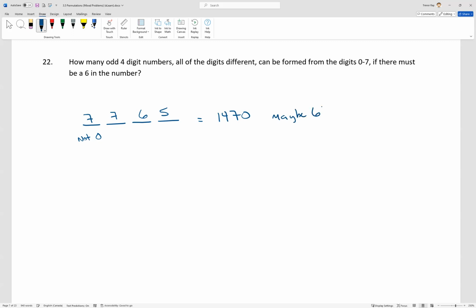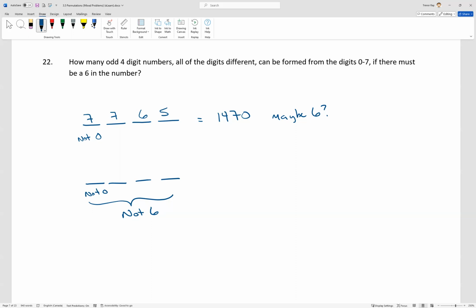There may be a 6 in there. We don't know. There may be a 6, but there doesn't have to be. Now what I'm going to do is figure out how many ways I can do this with no 6s. So 6 is just not one of the options. Okay, so this one's not a 0, and none of them have 6. Okay, so 0 through 7 really now is 0 through 5 and 7, so that gives us 7 possible numbers.